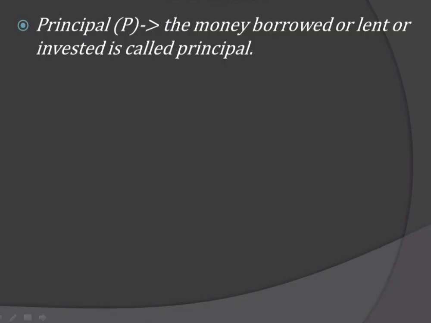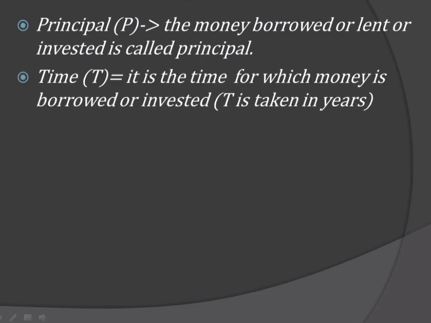So first term is your principal. Principal is actually the money which you are borrowing from someone, or you are giving to someone, or you are investing in the bank. So that money is known as your principal. On that amount, on that money you are getting the interest from the bank, or you are taking interest from someone. Now time is the period for which you are giving the money or you are investing the money in something. So this time is always taken in years.